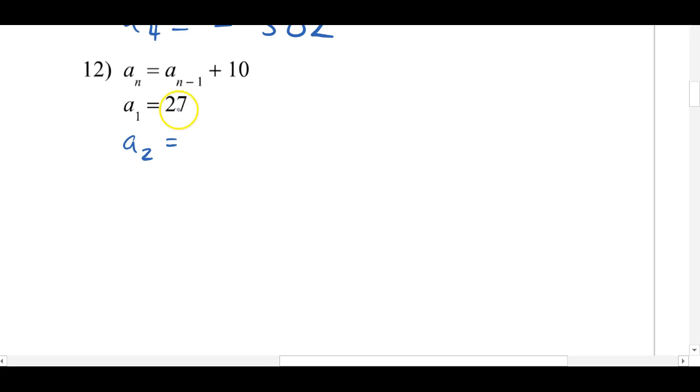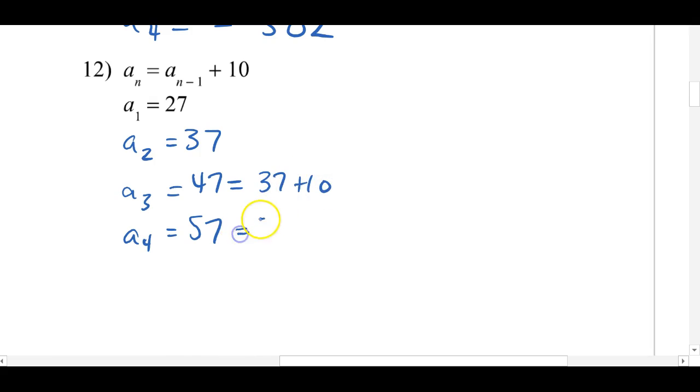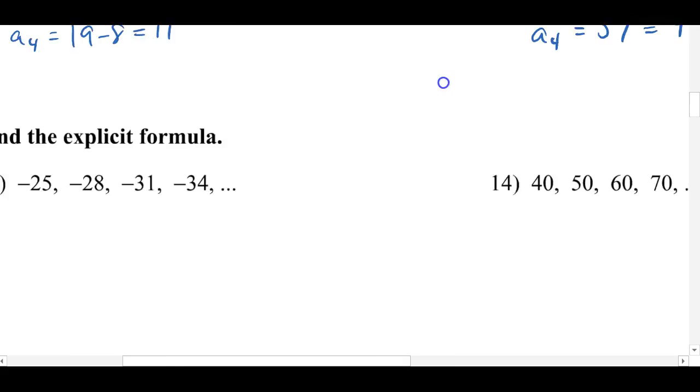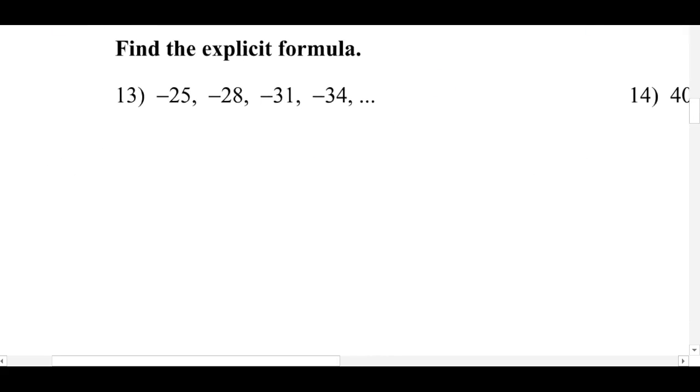Okay, so I know the first one's going to be 27 plus 10. And then I'm adding 10 every time to the number before. So now 37 plus 10, 47. And then 47 plus 10. Okay? So just remember, to find the next one, all I was doing was adding 10 to the previous term. So in other words, this 47 came from 37 plus 10, and this 57 came from 47 plus 10. Okay? Alright, move on.